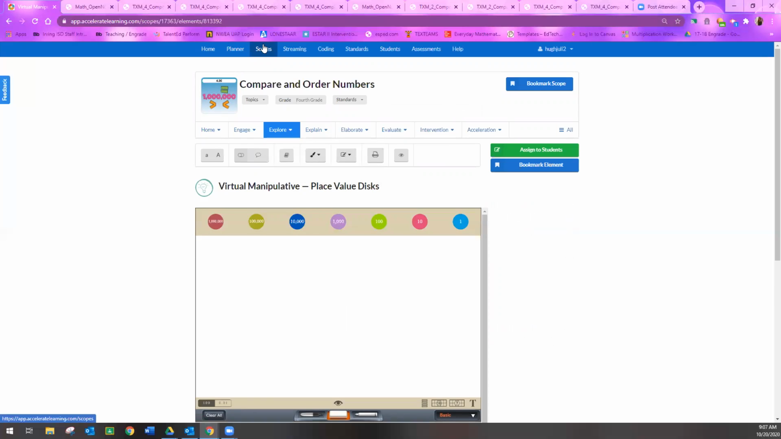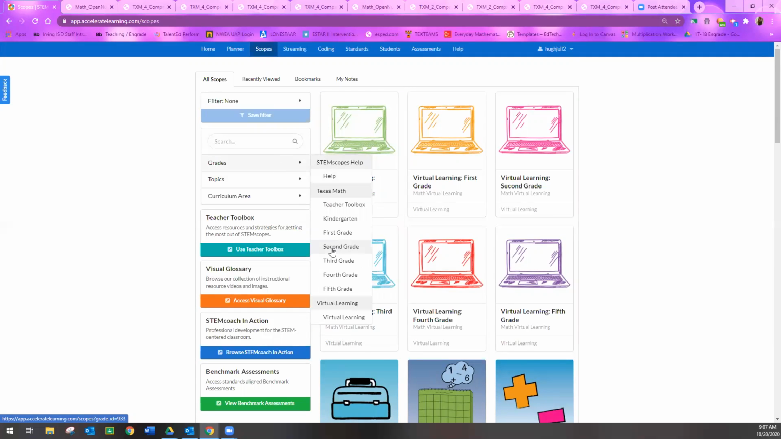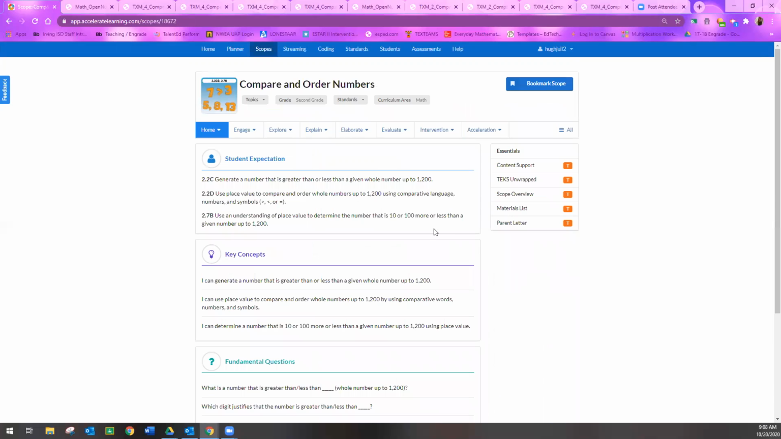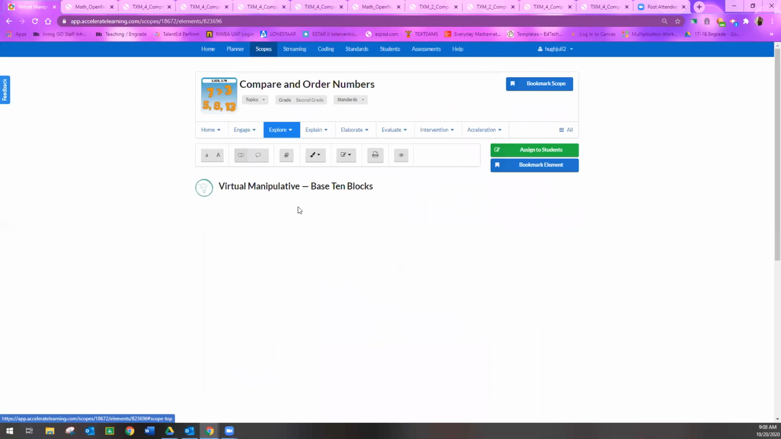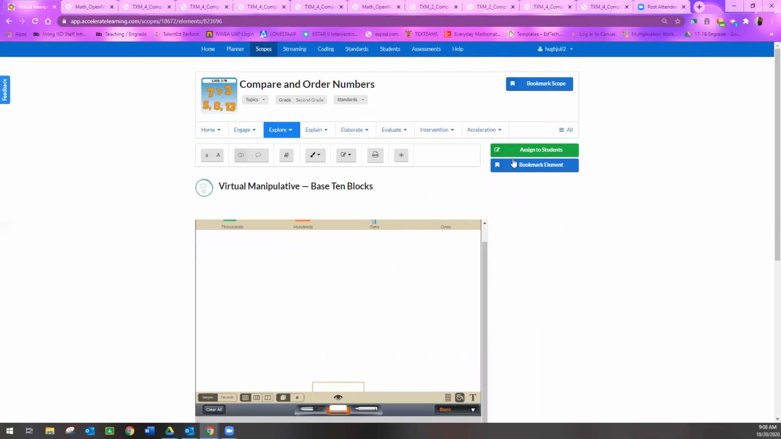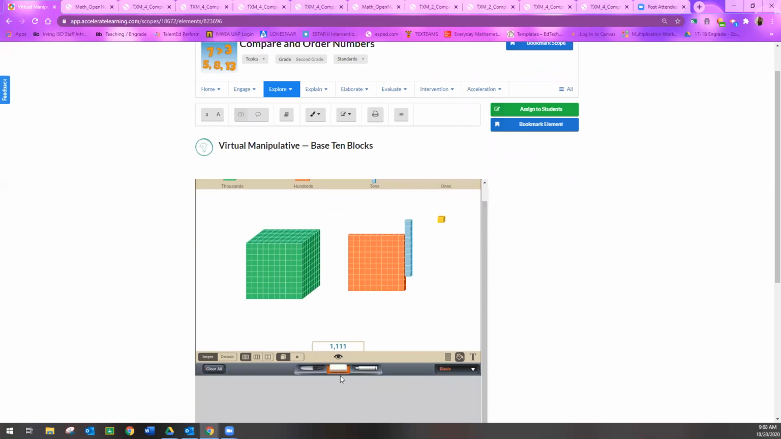If we go back to the second grade one, let's see which manipulatives they have available. Under Explore, they have base 10 blocks. So here they have virtual, and you can also assign these to the students as well. So they can build the numbers and then compare them if they need to. I think they can also write with this. Yes.